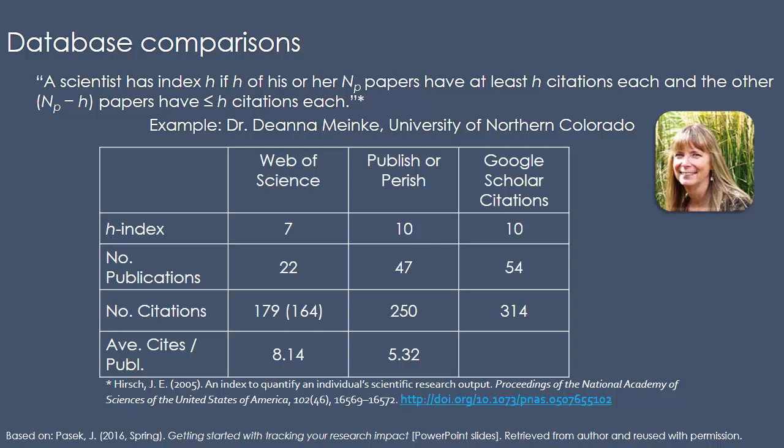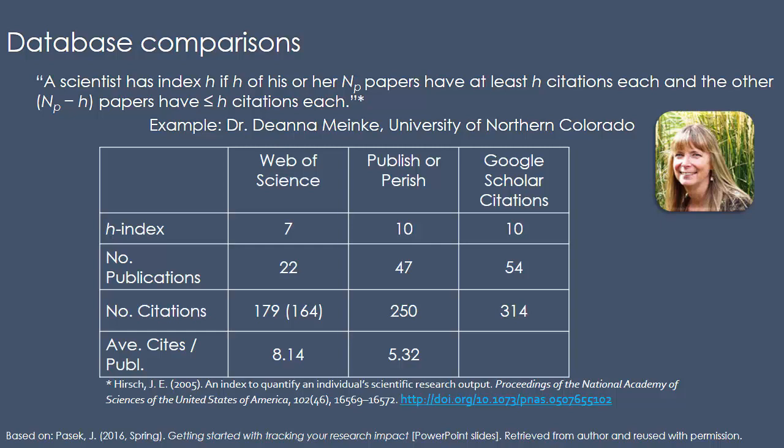Here's a comparison of a few databases using Dr. Deanna Meinke from UNC. So the first column features Web of Science, which is a very specific database. Second column, Publish or Perish, and then Google Scholar citations. Web of Science has the least number of citations because it indexes a finite group of publications. It did make a difference when we searched Meinke DK, which includes her middle initial, versus Meinke D.